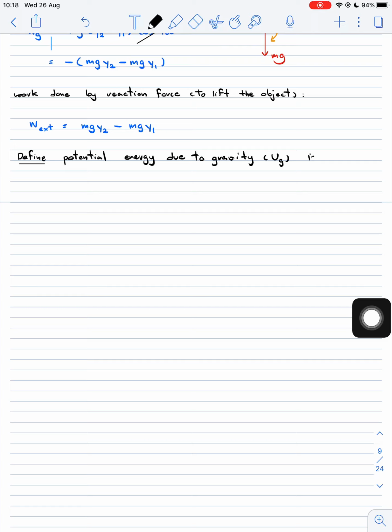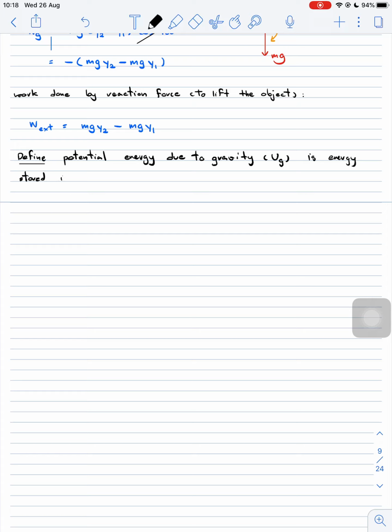What is that? It's a type of energy which is stored inside an object as displaced from a reference level to resist the gravity. Okay, so that's called the potential energy due to the gravity.